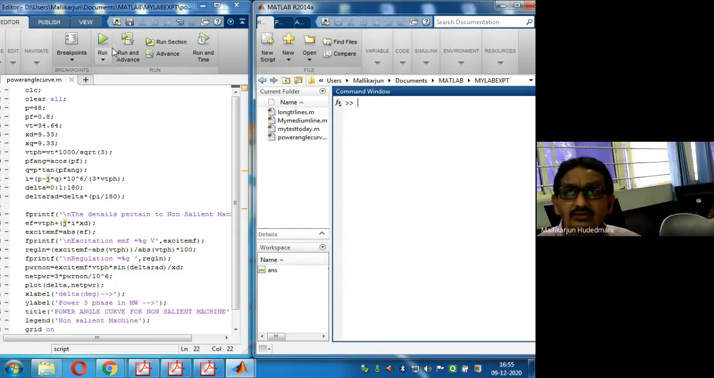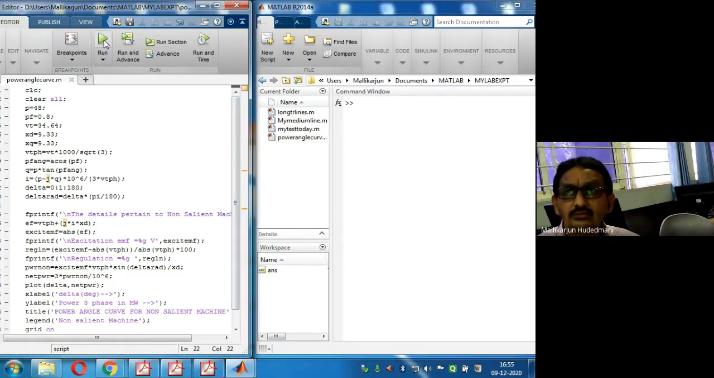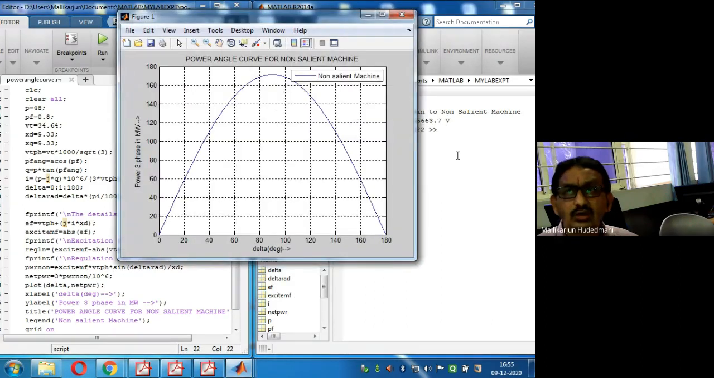So if I run this program, it should run for my requirement and it should plot me. Let me try executing it. See here, give me the details pertain to non-salient pole machine. Excitation EMF is 26 kV and regulation is so and so. I am getting a curve here. You can see the curve automatically gets projected. Your curve got projected automatically.